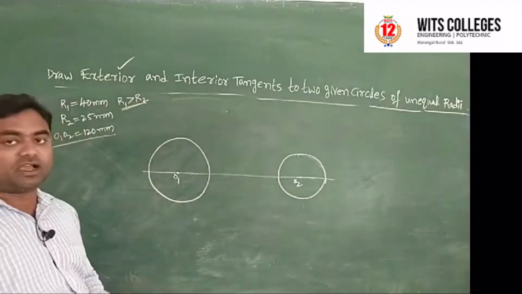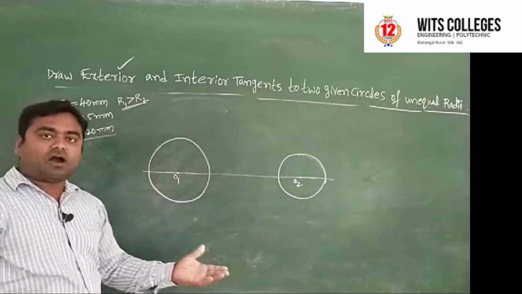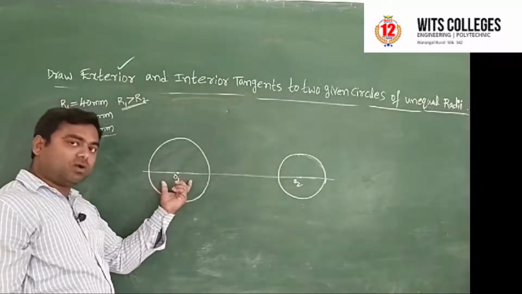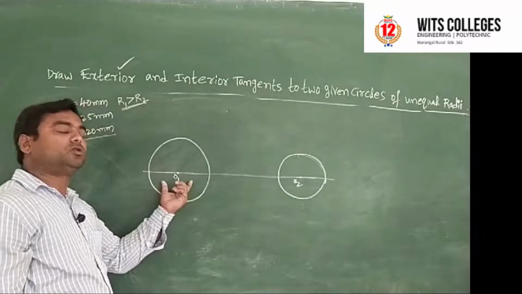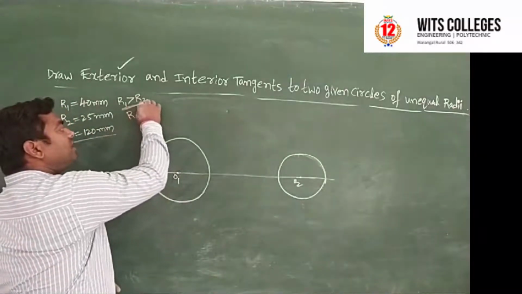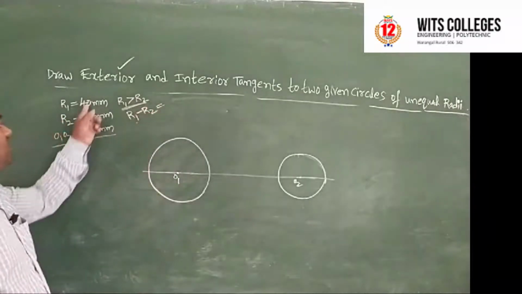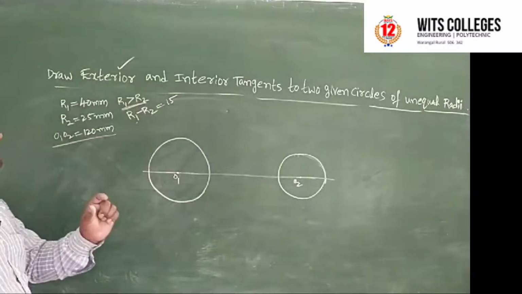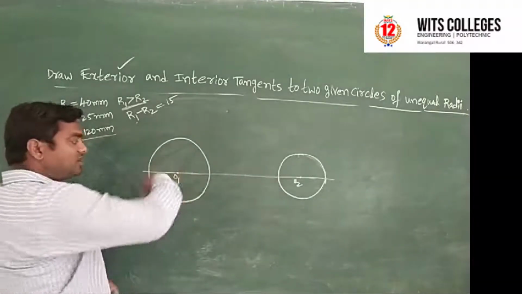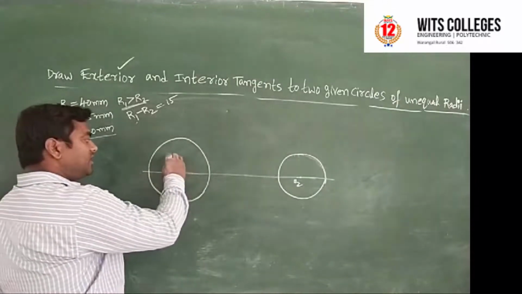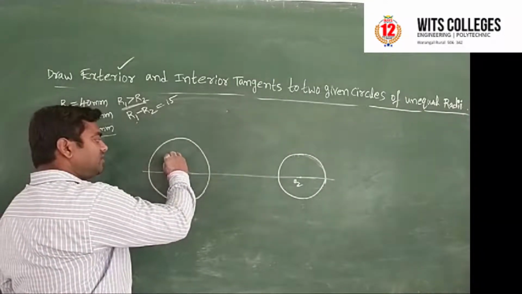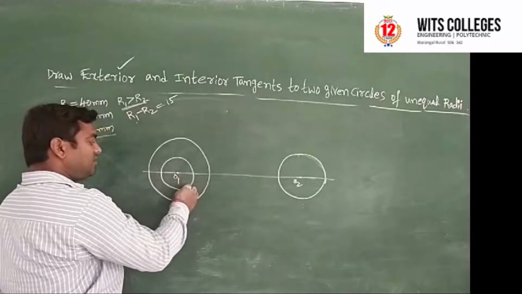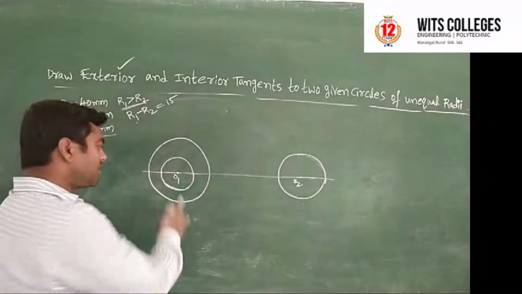How to draw it? After drawing this, first you have to draw another circle in circle 1 with a radius equal to R1 minus R2. What is R1 minus R2? 40 minus 25, which is equal to 15 mm. So take 15 mm as radius, O1 as center, in the large circle draw a small circle. The radius of this circle is equal to 15 mm. So like that you have to draw one circle with 15 mm radius.